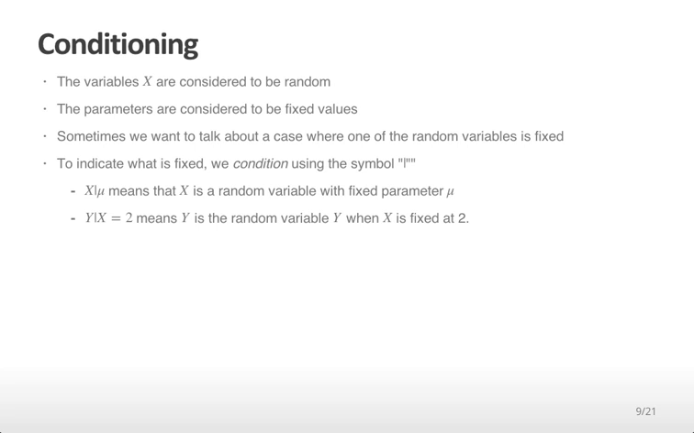But sometimes we might want to talk about a case where one of the random variables is held fixed. To indicate what is fixed, we condition. So for example, X conditional on mu, written like this, means that X is a random variable with a fixed parameter mu. Similarly, we might condition on a random variable held at a fixed value. For example, Y given X equals 2, written like this, means that Y is the random variable Y only in the cases where X is held fixed at 2. I'll show you an example of what this looks like in a minute.